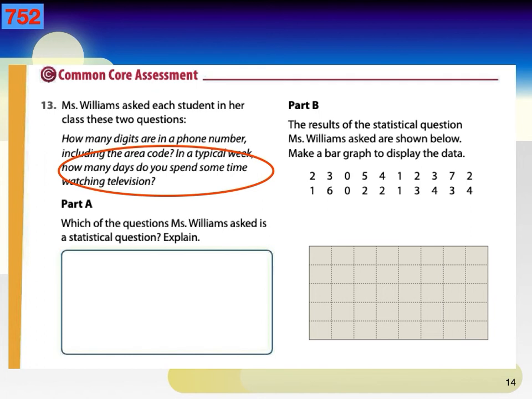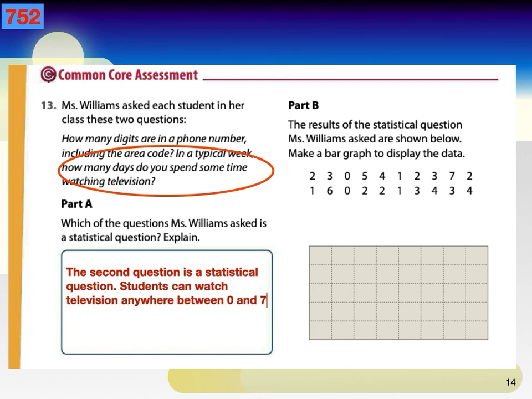So part A, which of the questions Miss Williams asked is a statistical question? Explain. The second question is a statistical question since students can watch television anywhere between 0 and 7 days per week, so different answers might be given. Okay, part B. The results of the statistical question Miss Williams asked are shown below. Make a bar graph to display the data.